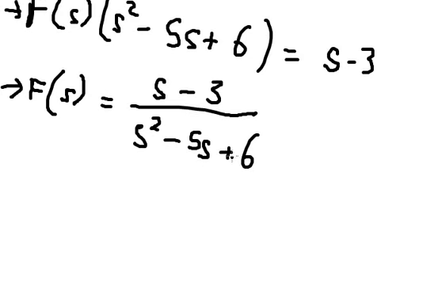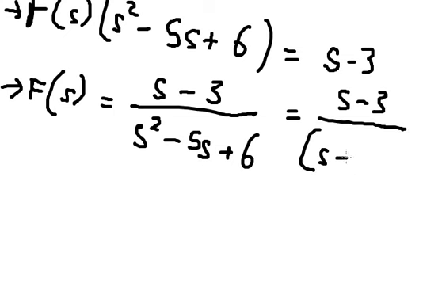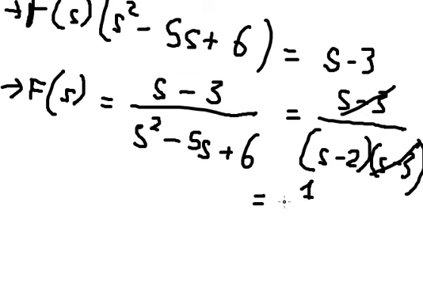Now we can do factorization. So we have s minus 2, s minus 3. So we simplify this one. We have 1 over s minus 2.